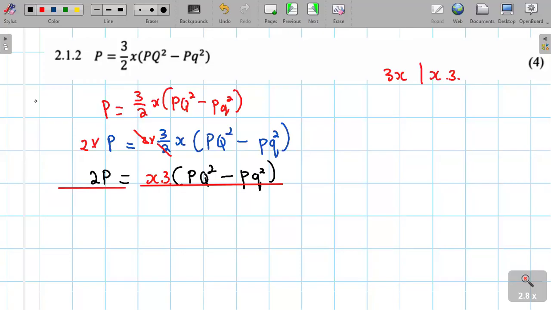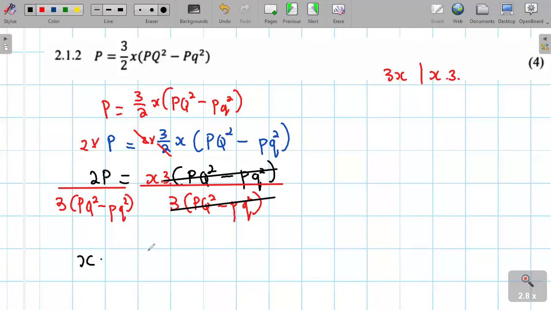So it means here we're going to divide by 3 times (pq squared minus pq squared). Everything divided by 3 times (pq squared minus pq squared). I'm seeing something. This will cancel this. I am done. x equals 2p over 3 times (pq squared minus pq) all squared. Done. Done, child. Done. Easy.